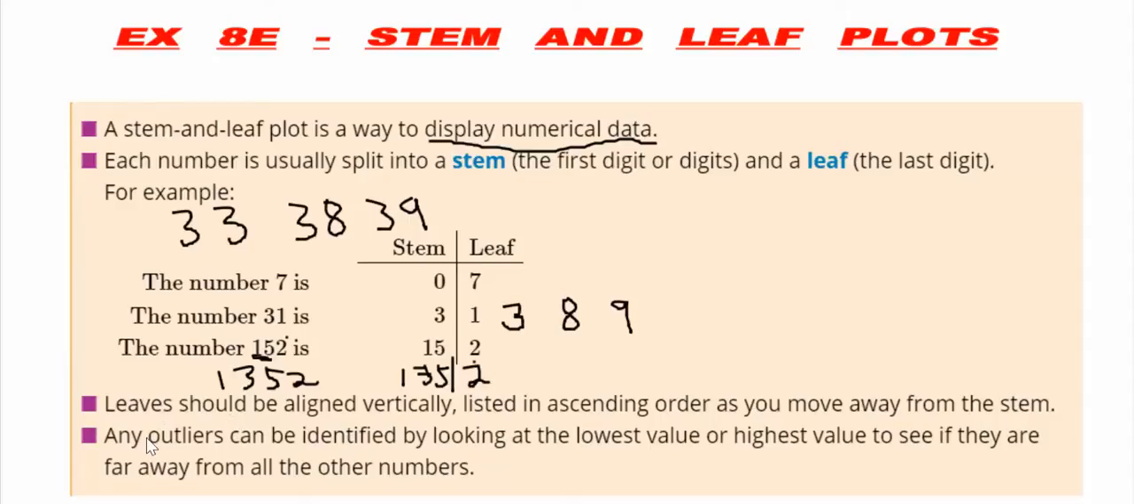Another little bit of info, you don't have to worry about it too much, but any outliers can be identified pretty easily by looking at the lowest value or highest value to see how far away they are from the other numbers. We did look at outliers in, I think, the first video or two. It's data that's very different and separate from the bulk of your data, and they're fairly easy to identify because you can identify the highest and lowest values and how far away they are from all the other numbers. Okay, but not a big deal about that one.